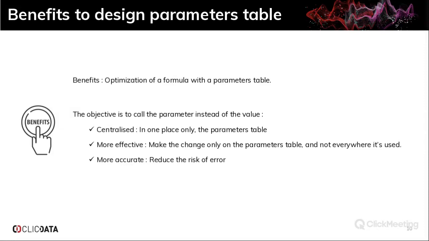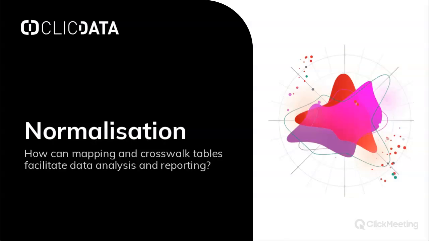So this is it for the parameters table. On the next subject, we have normalization. We will go through the same kind of step. Here it will be to see together how we can use crosswalk tables to facilitate the data analysis.